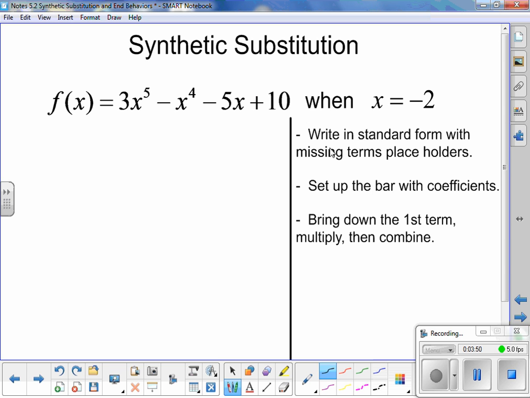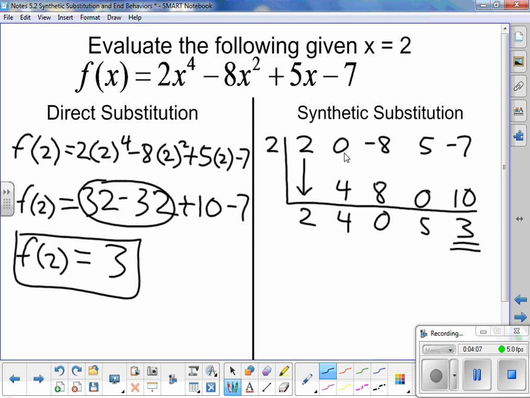Synthetic substitution. First off, make sure you write it in standard form. You need to put placeholders for your missing terms. Next up, you're going to set up the bar with the coefficients, then bring down the first term, multiply, and combine. Okay, so to show the setup of what I did here, if you notice, these are all the coefficients: 2, negative 8, 5, and negative 7.